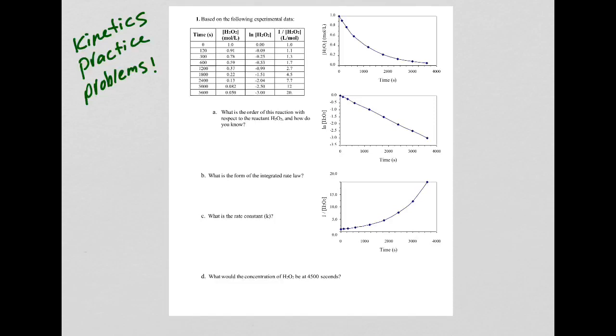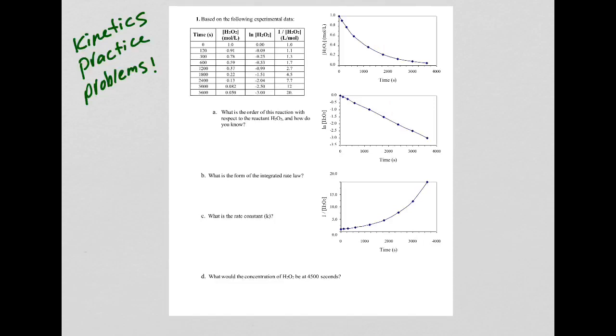So number one, and hopefully you've done it. What is the order of this reaction with respect to the reactant hydrogen peroxide, and how do you know? This is interesting. They give you graphs. So you need to figure this out based on the graphs. Now I need you to think back to when we went over integrated rate law. We said that we have a rate law, and we had to integrate the rate law, and then we rearrange the rate law to get a linear equation to be able to get a linear plot. You guys remember that? Okay.